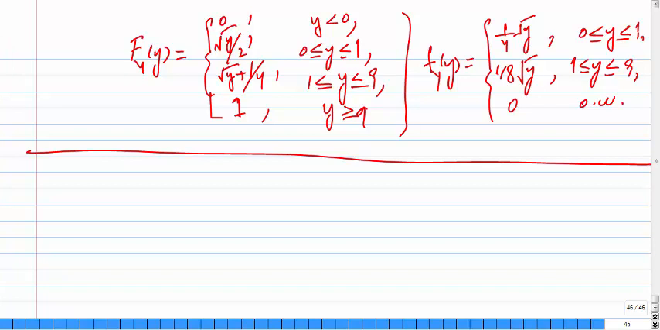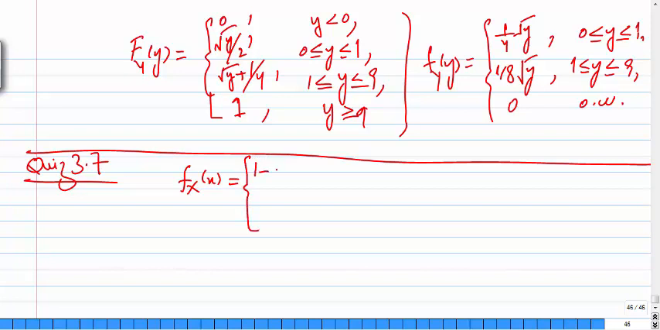Now let's do a quiz, and the quiz is 3.7. The quiz says that we have a random variable X with the probability density function. So the probability density function of X is given to us: 1 minus x divided by 2, in the range where x is between 0 and 2, and 0 otherwise.